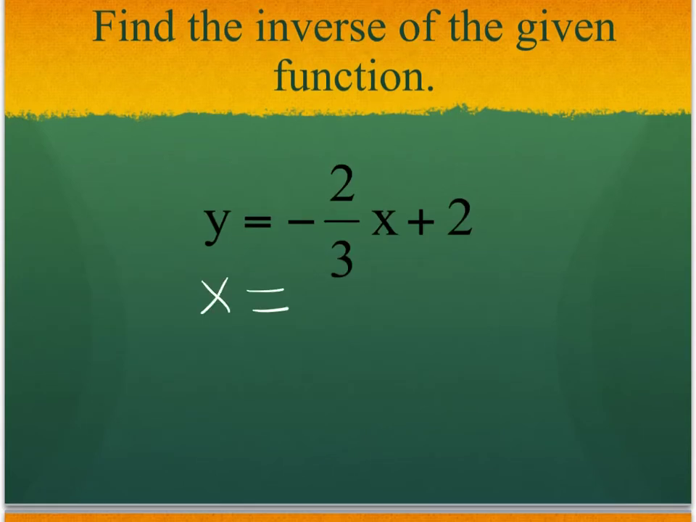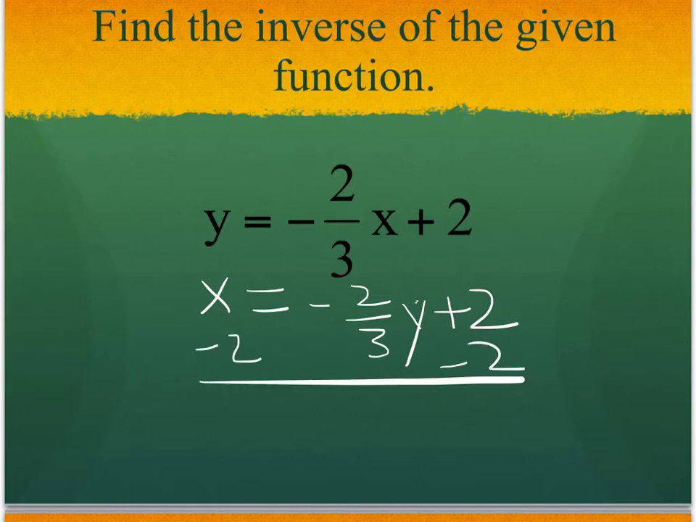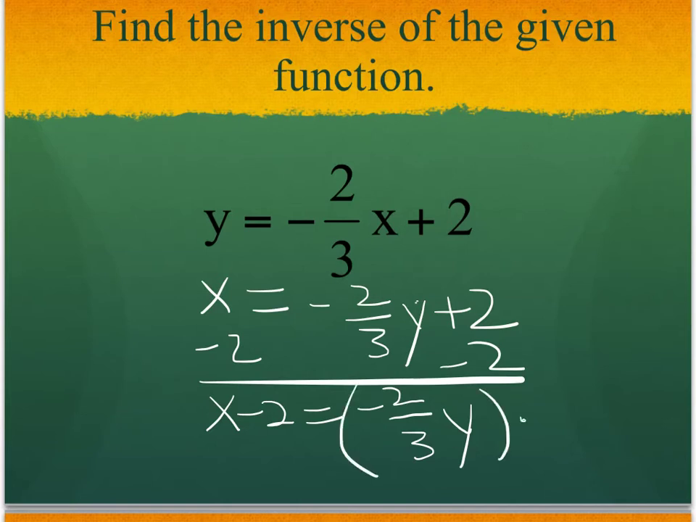When we switch the x and the y, this one's a little bit tricky because we have that fraction, but we'll be able to deal with it later. So we subtract 2 from both sides, and we end up with x minus 2 equals -2/3 y. Now remember, when we have a fraction in front of the variable, in order to get rid of the fraction, we need to divide by that negative 2/3, or dividing by a fraction is the same as multiplying times the reciprocal. Multiplying times the reciprocal. And then we distribute.